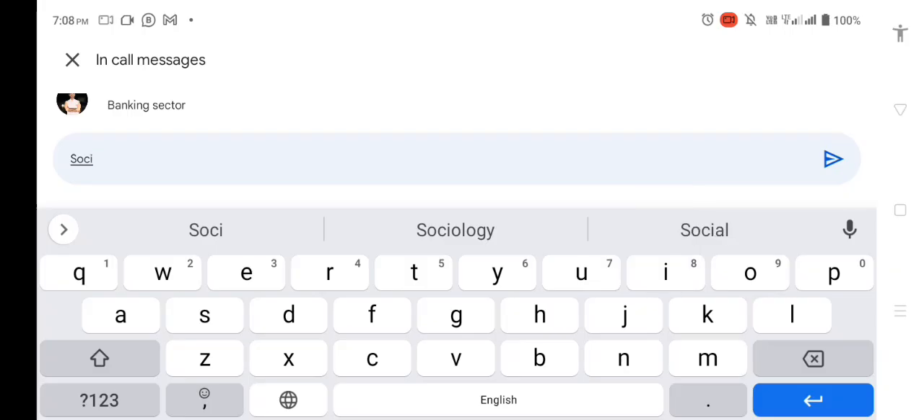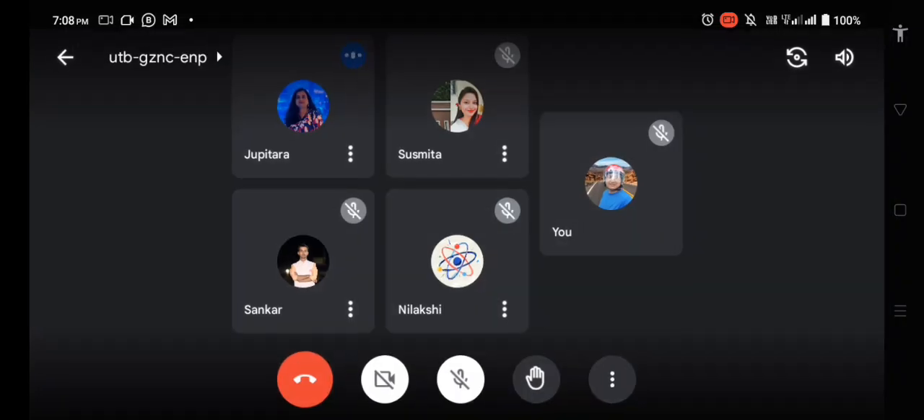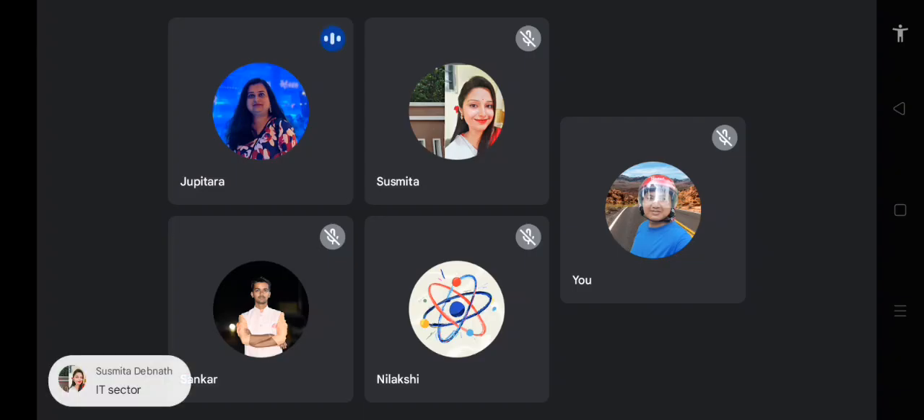Sushmita, what industry or sector are you planning to move to? Social service, IT. Nilakshi, what sector do you prefer to join? Teaching. Like what subjects do you want to teach?